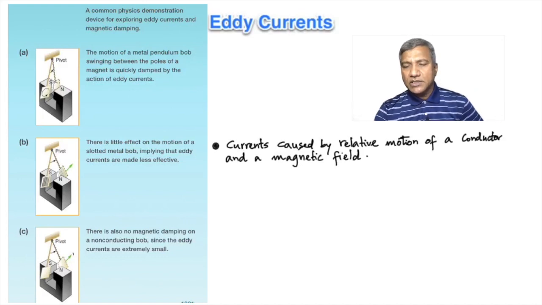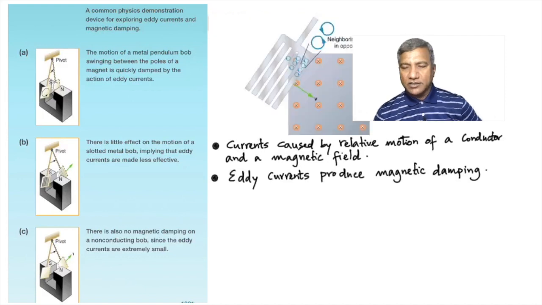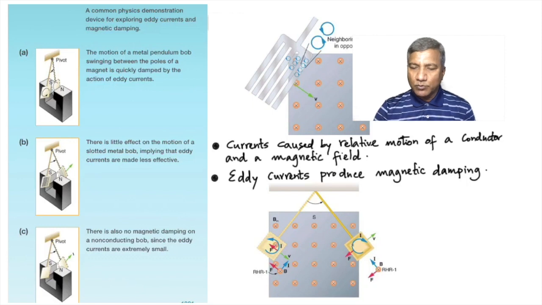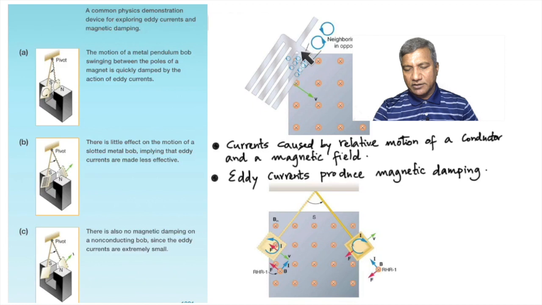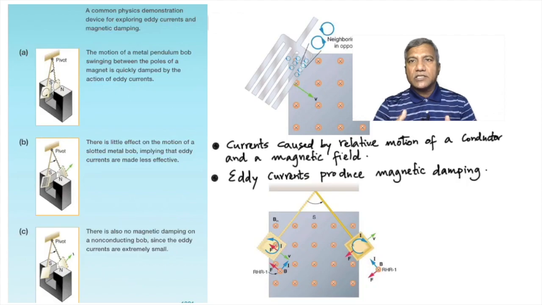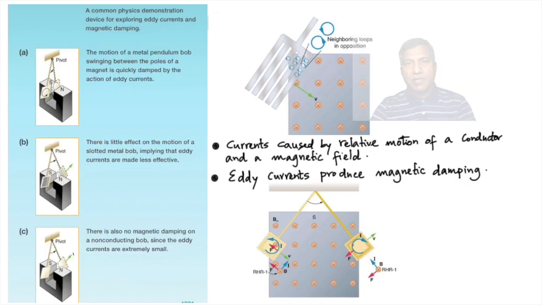So here you see eddy currents are currents caused by relative motion of a conductor and a magnetic field. Right? That's number one. Eddy currents produce magnetic damping is number two. And whatever I've explained is now very clear in these diagrams. With slots, and especially if this bottom part is cut out, there will be minimum damping. But when you have a plate, there will be maximum damping.